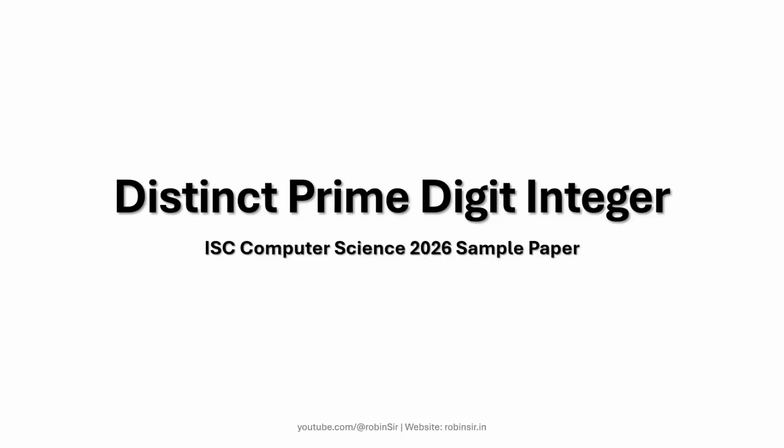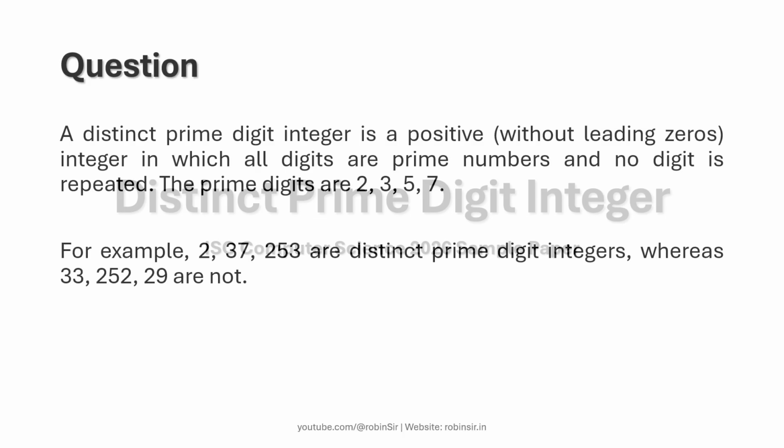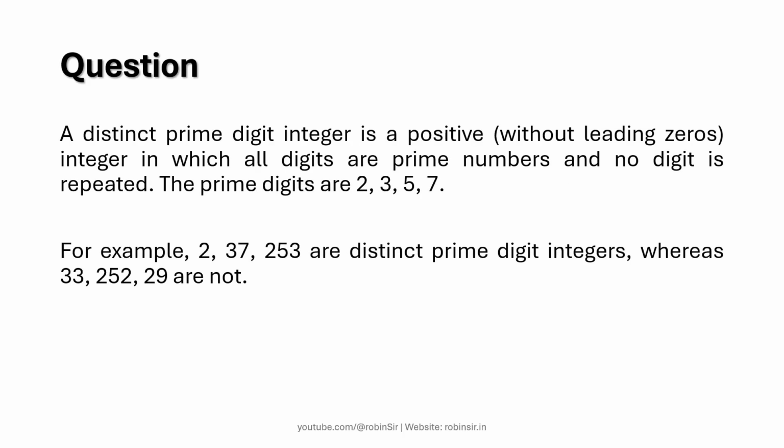Hello and welcome. In today's class, we'll see how we can solve this question, distinct prime digit integer, that has appeared in ISC Computer Science 2026 sample paper. So according to the question, a distinct prime digit integer is a positive integer without leading zeros, in which all digits are prime numbers and no digit is repeated.